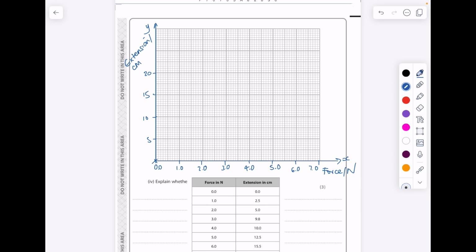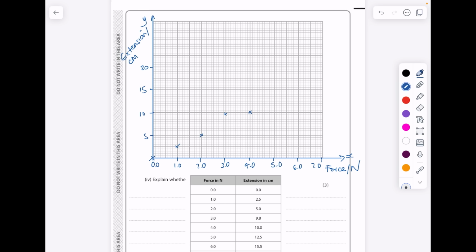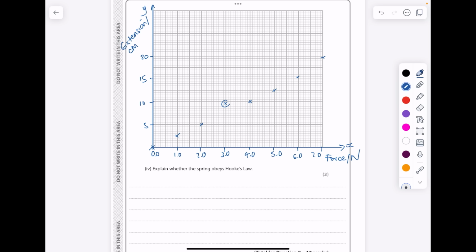Plot with nice, neat crosses. They need to be crosses rather than dots. You can see this is our anomalous result. Now we'll draw in a line of best fit.